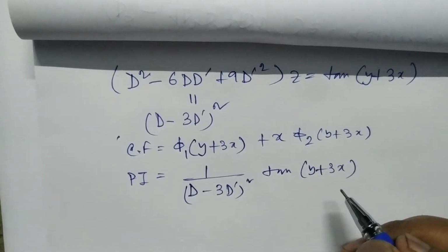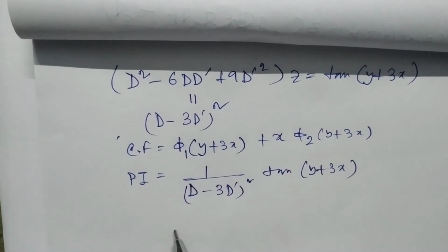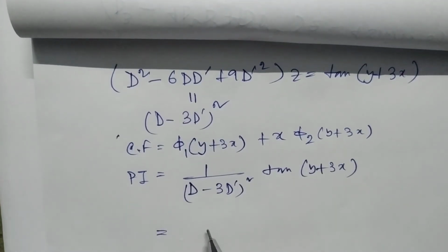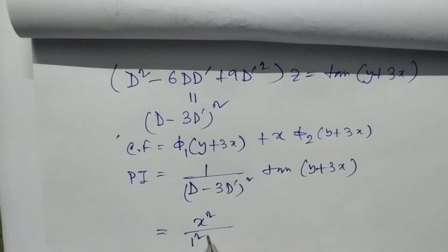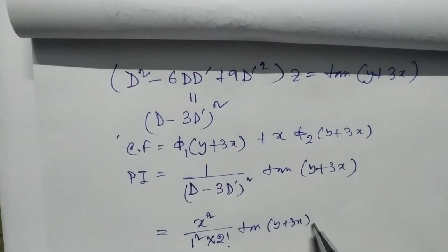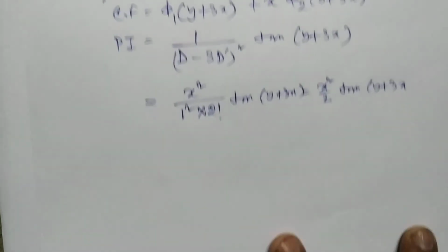Now if we put these values directly, then there will be a 0, so we are writing this as x square over 2 factorial, 1 square, multiplied with tan of y plus 3x. So this is x square by 2 tan of y plus 3x simply. Okay, next problem.